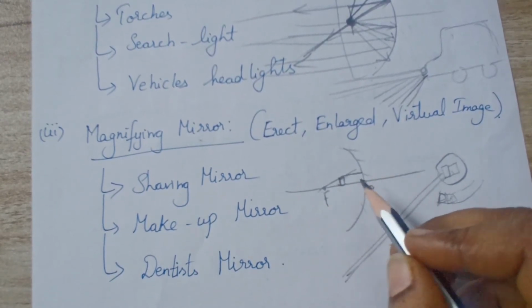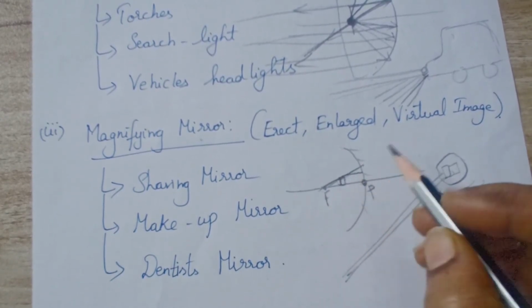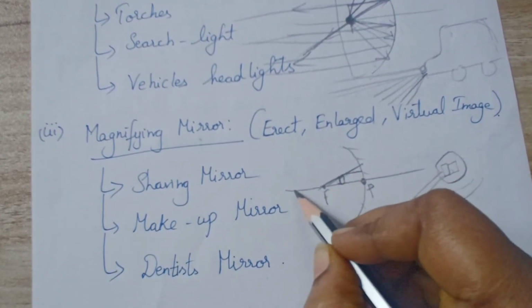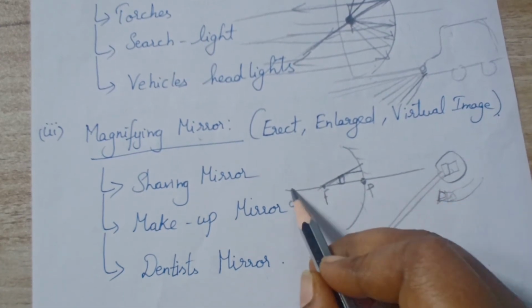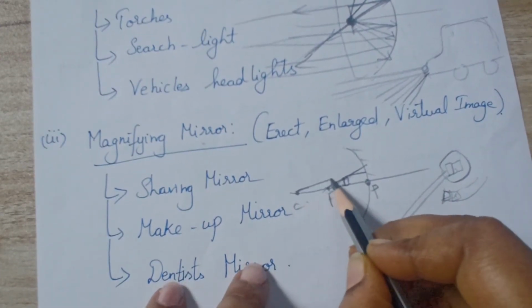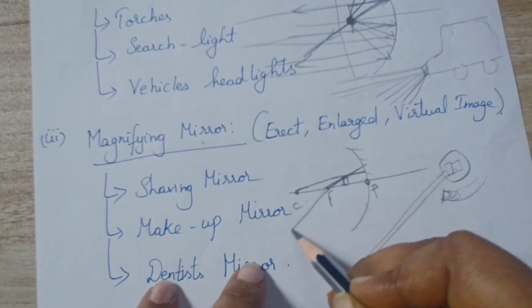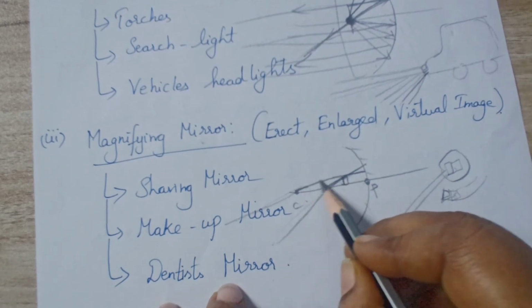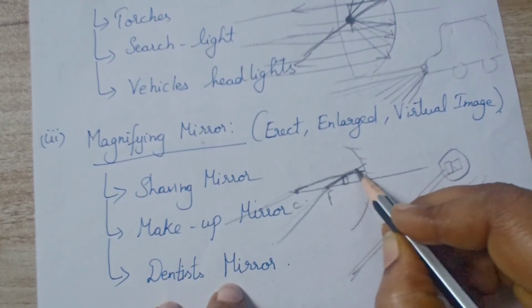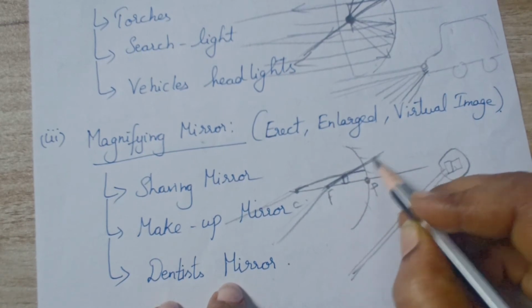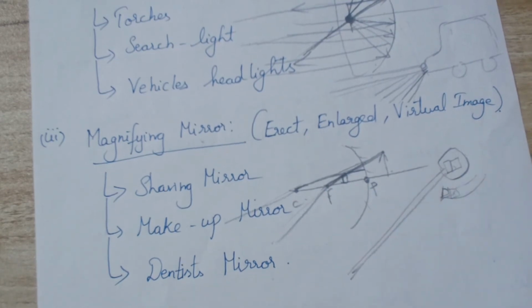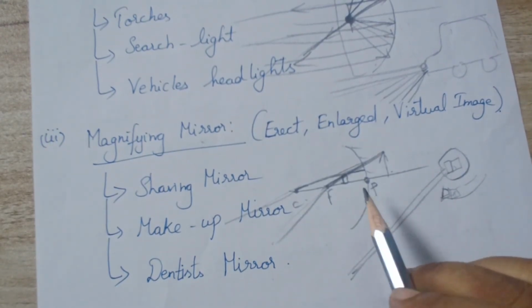This passes through this. When it passes through this, and one more thing passes through the center of curvature, it will be like this and it will go like this. It never meets. So it appears to converge at a point. At that point you will get an enlarged virtual erect image.